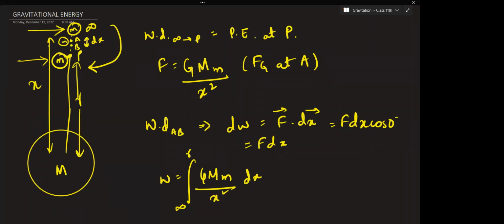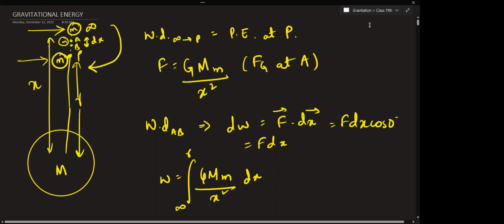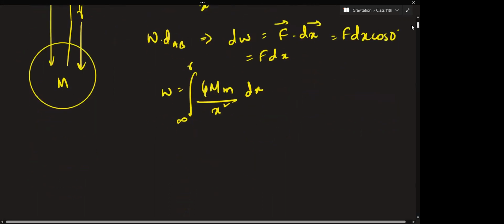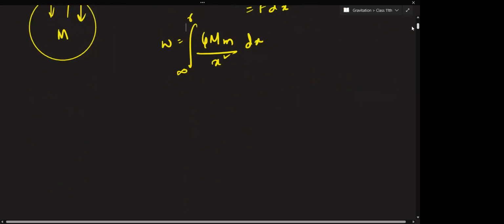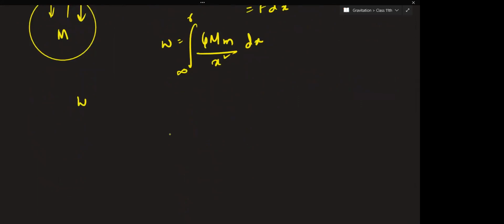Till this step, all your physics was required, all your knowledge of gravitation was required. Now, once you have reached this formula, W is equal to the integral of G M m by x squared dx, with limits infinity to r, you can simply integrate it. Integration we all have studied. The constant terms are capital G, capital M and small m. This I'm keeping aside. I have x to the power minus 2 dx, integrating it from infinity to r.